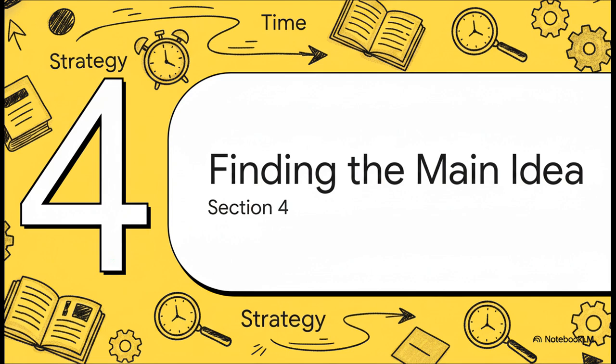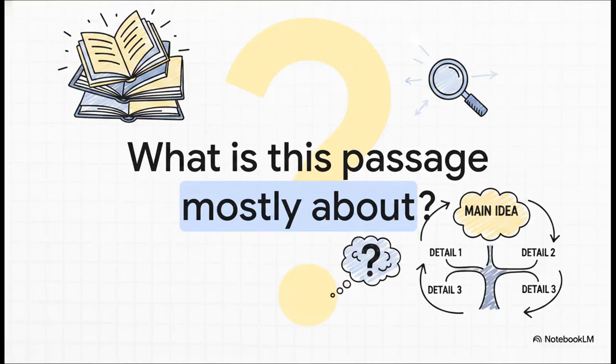Let's pivot to the actual active reading strategy you're going to need. Whenever you're tackling a passage for the Praxis, I want you to constantly ask yourself this one simple question. What is this passage mostly about? Make this your default habit. Seriously, by actively asking yourself this as you read, you literally force your brain to look right past all those minor specifics and pinpoint the dominant theme.